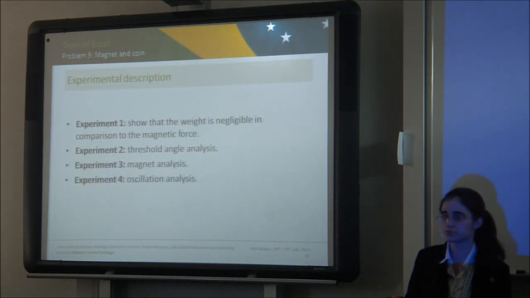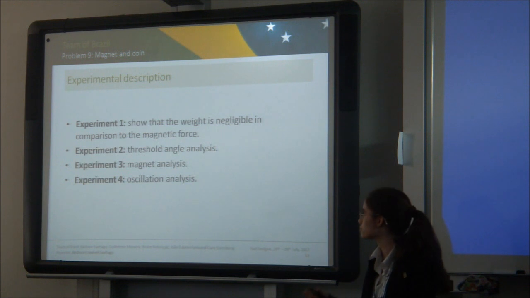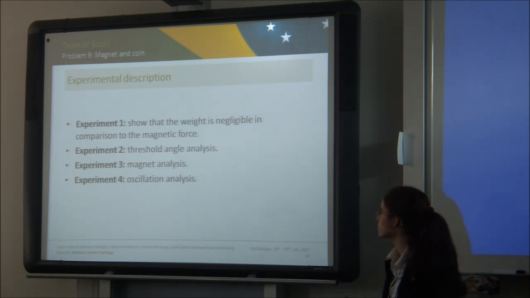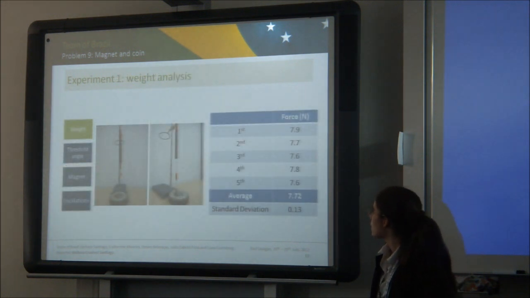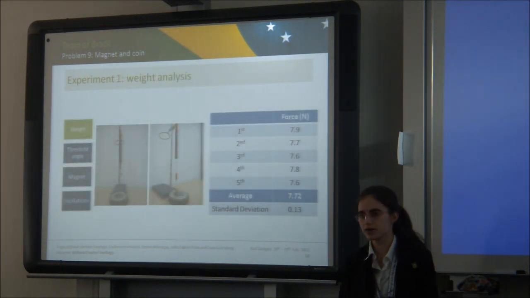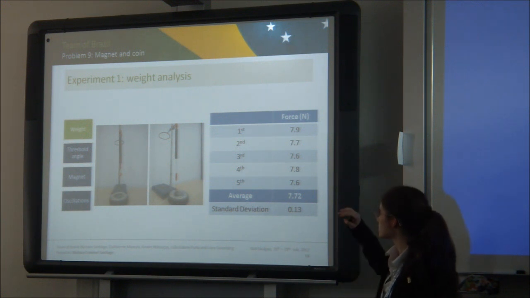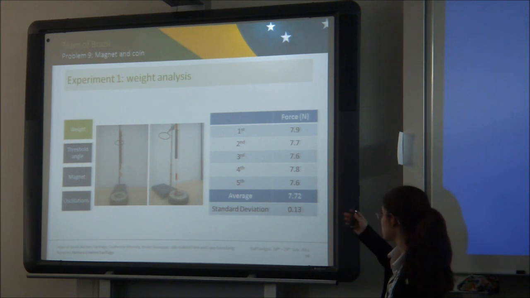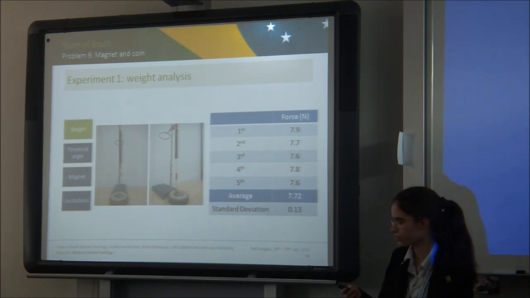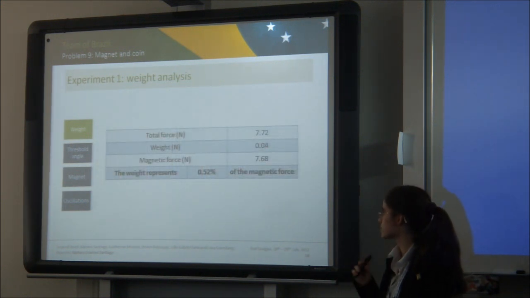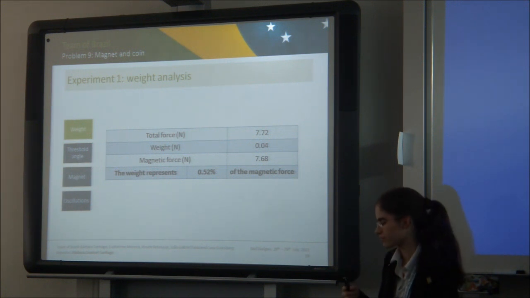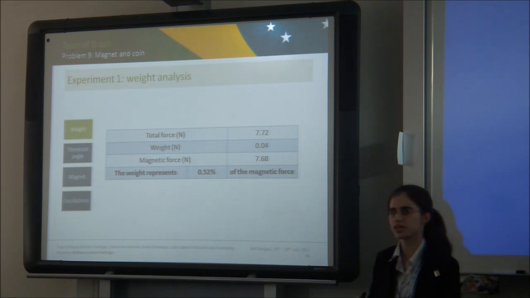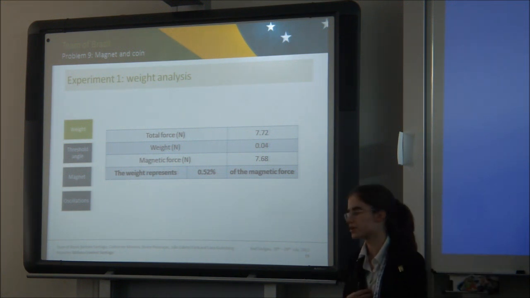We conducted four experiments to agree or disagree with our experimental data with our theoretical model. First, we neglected the weight, and why could we have done this? We measured the total force acting on the coin with a dynamometer to take the average of this force, and this total force is actually the weight and the magnetic force summed. The weight represents less than 1% of the magnetic force, so we think we can neglect it.